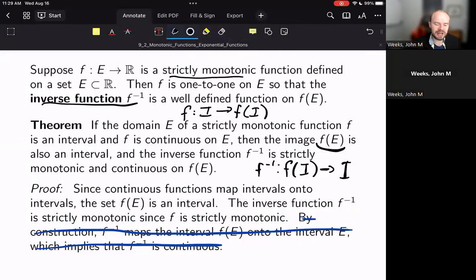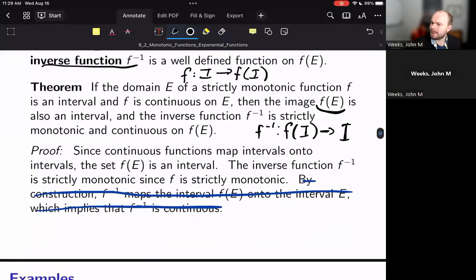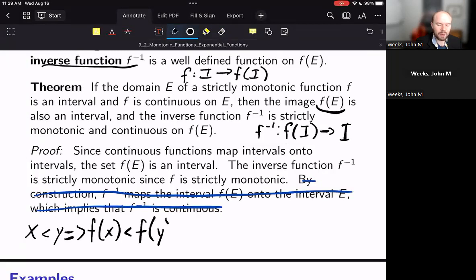Now, the inverse function f inverse is strictly monotonic whenever f is strictly monotonic. To think about this one for a little bit, remember that we're saying, for example, if something is strictly increasing, that x less than y implies f of x is less than f of y. Now, if you think about this for a little bit, what does it mean for f inverse to be strictly monotonic? We're essentially saying that something like this is going to be true whenever you're looking at the converse of this statement also being true.